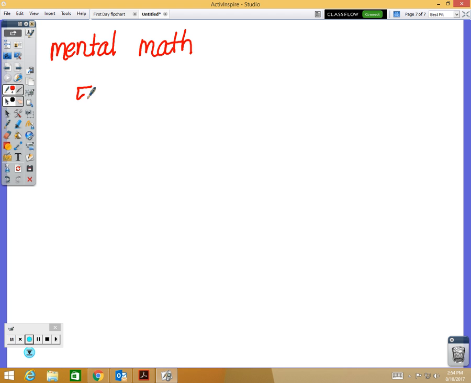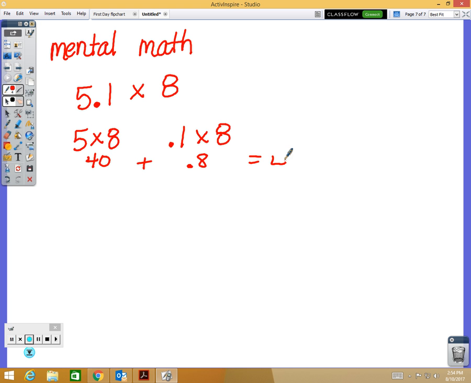If you had something like 5.1 times 8, some of you just line it up in your head. There's nothing wrong with doing it that way, but that's not really using the distributive property. What they mean by using the distributive property is breaking it into pieces by thinking about 5 times 8 and then 0.1 times 8. So 5 times 8 is 40, and 0.1 times 8 is 0.8, and then combining those together to get 40.8.